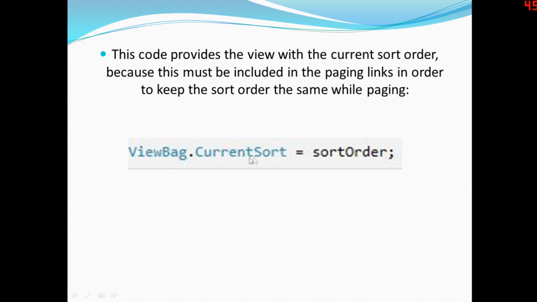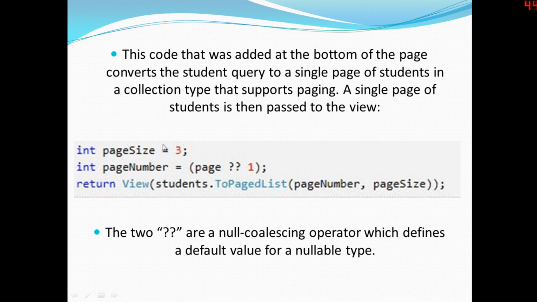And then ViewBag.CurrentSort equals sortOrder provides the view with the current sort order, because this must be included in the paging links in order to keep the sort order the same while we're doing the paging. And then this code that we added at the end, the page size, page number, and then returning the view, was added at the bottom of the page.